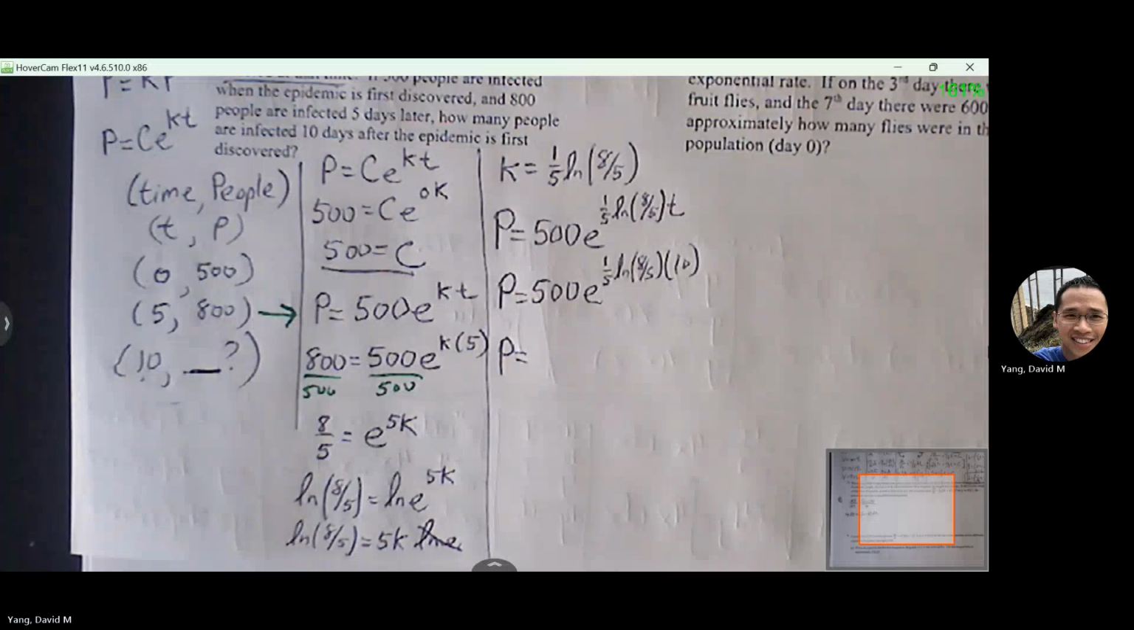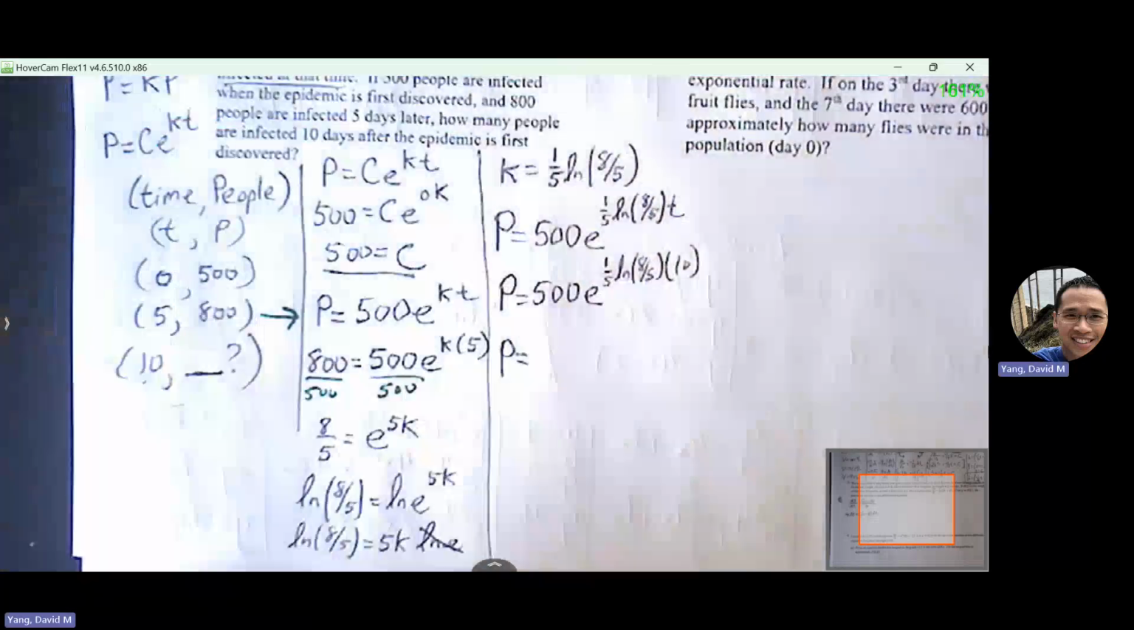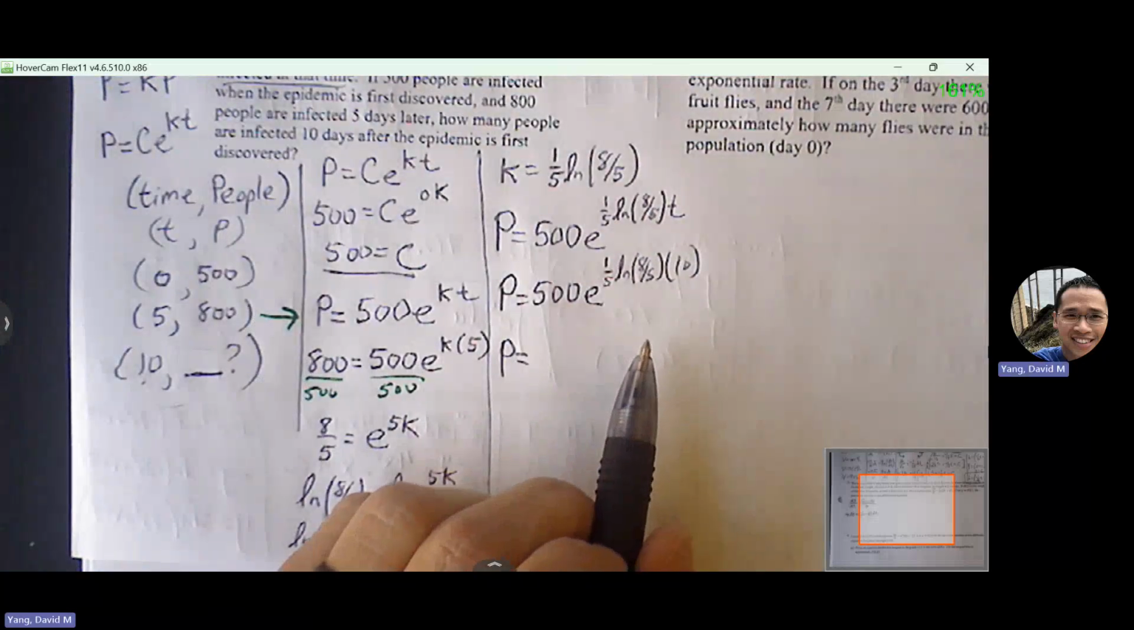Is the quiz calculator active? Yeah, that's right. You get to use your calculator on the quiz.